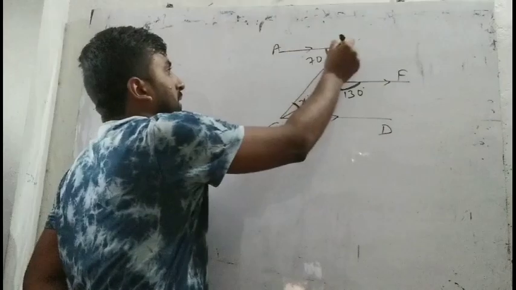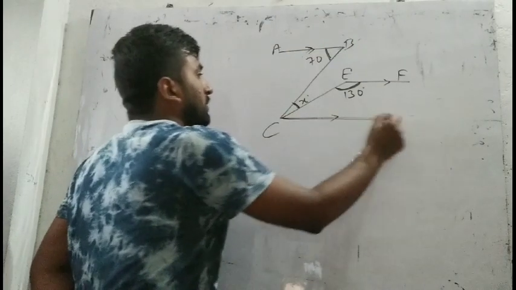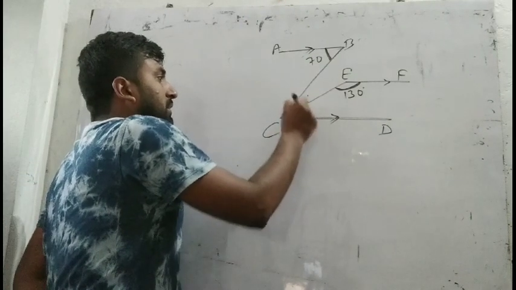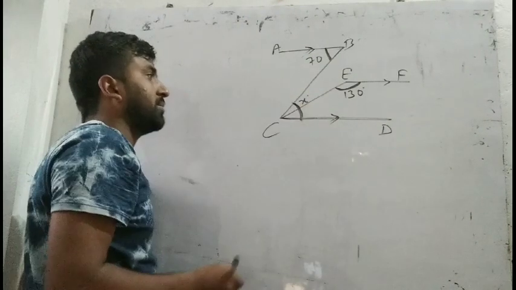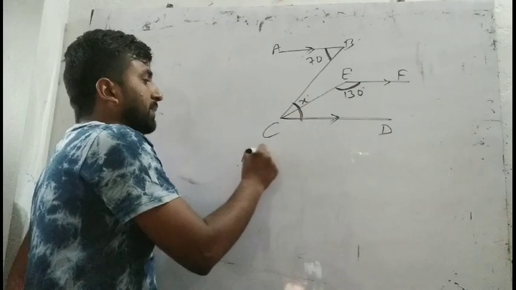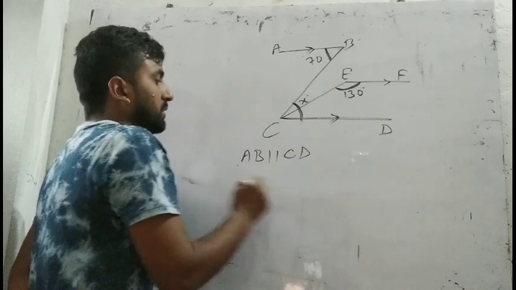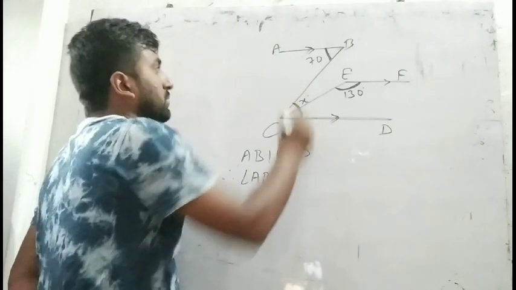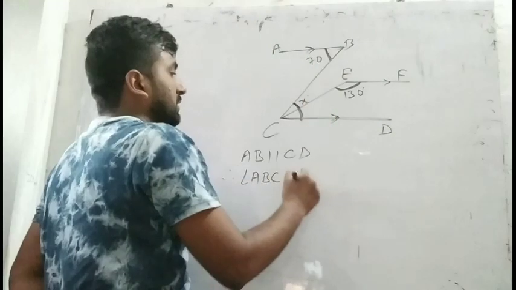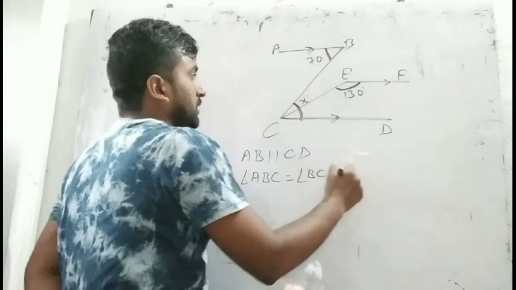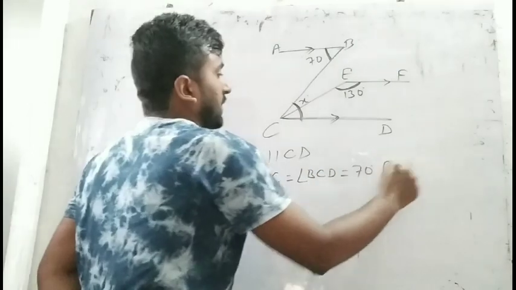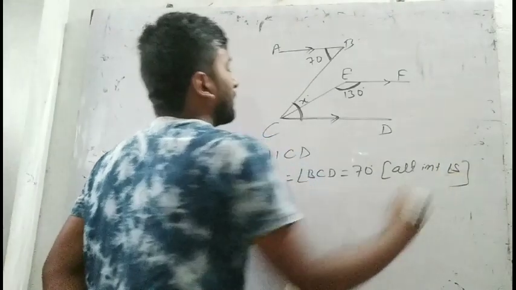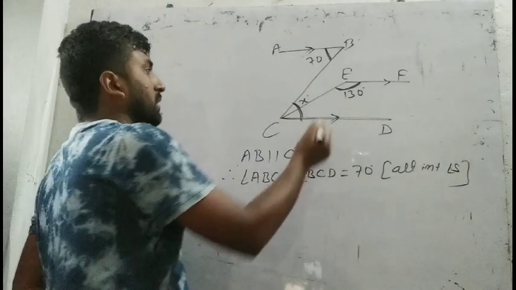Here it is clearly given that AB is parallel to CD. So we can say that this angle and this angle are equal by alternate interior angles. AB is parallel to CD, so angle ABC is equal to angle BCD, BCD is equal to 70 degrees by alternate interior angles.